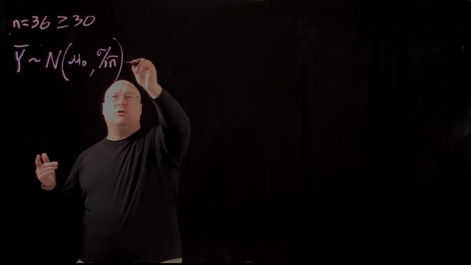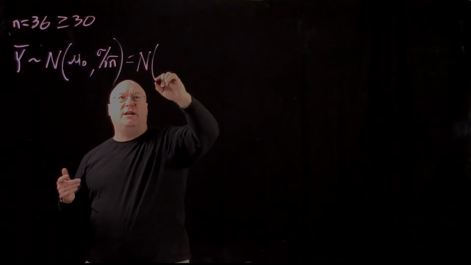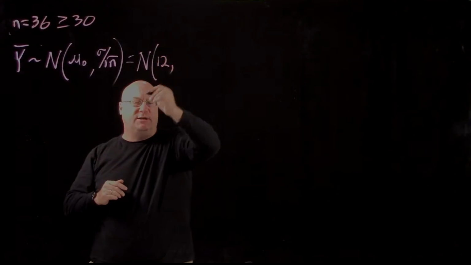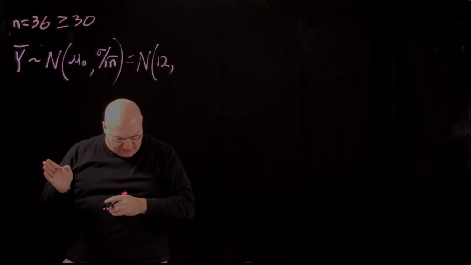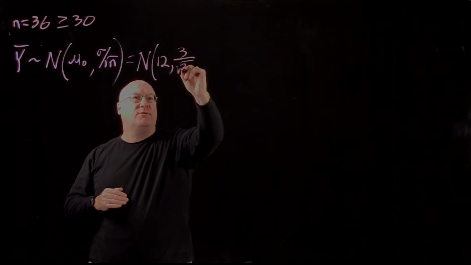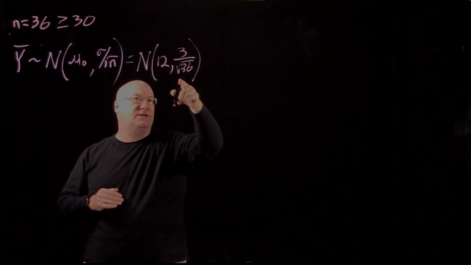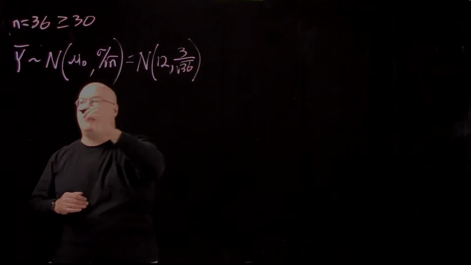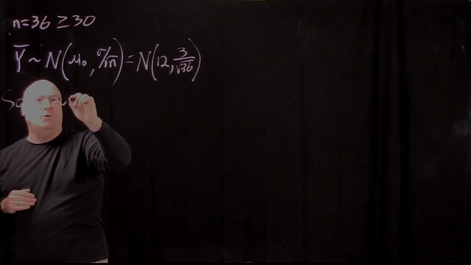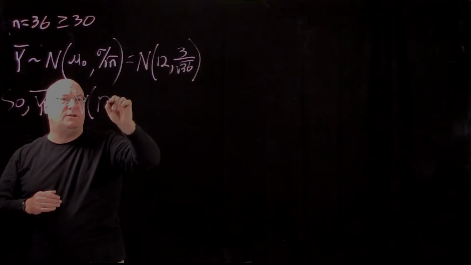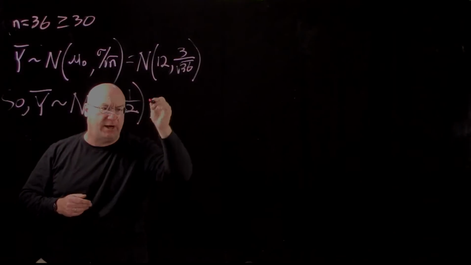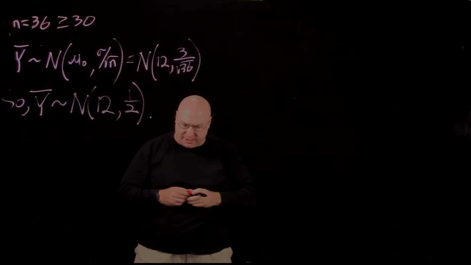In other words, we're going to be assuming here that the sample mean has mean mu naught, which was 12, so it's normal with mean 12, and 3 over the square root of 36, that's 3 over 6, so it's 1/2. So really what we have is that y bar will be normal with mean 12 and standard deviation 3 over 6 or 1/2, right? 0.5 if you like.